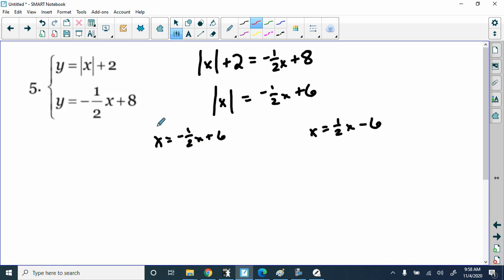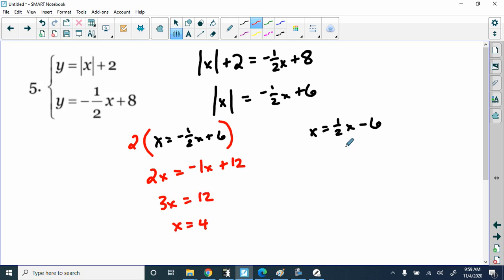I've got an equation that's got fractions in it. I would clear out my fractions. I'm going to multiply everything by 2. And solve. Same thing here. Clear out my fractions. Solve.